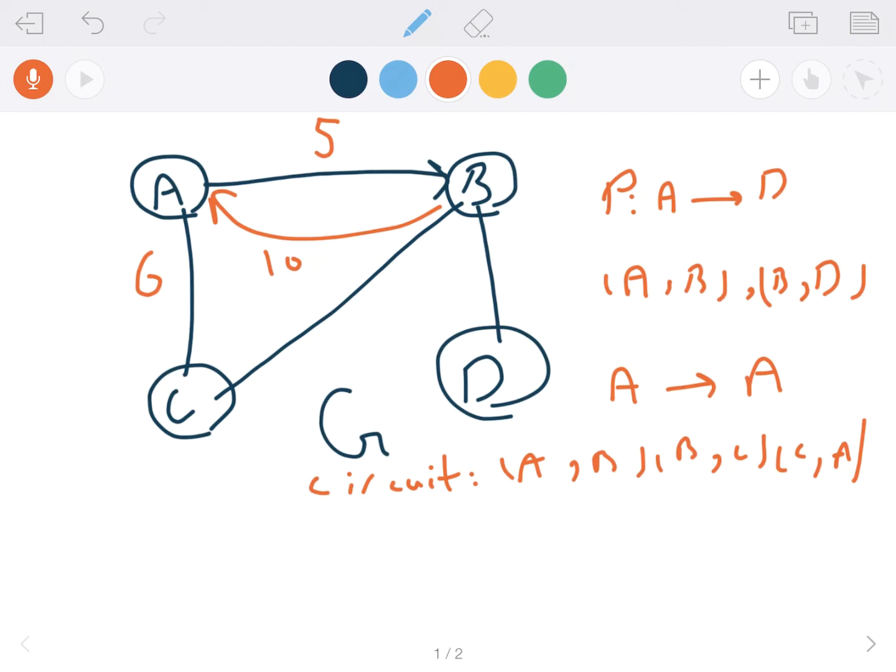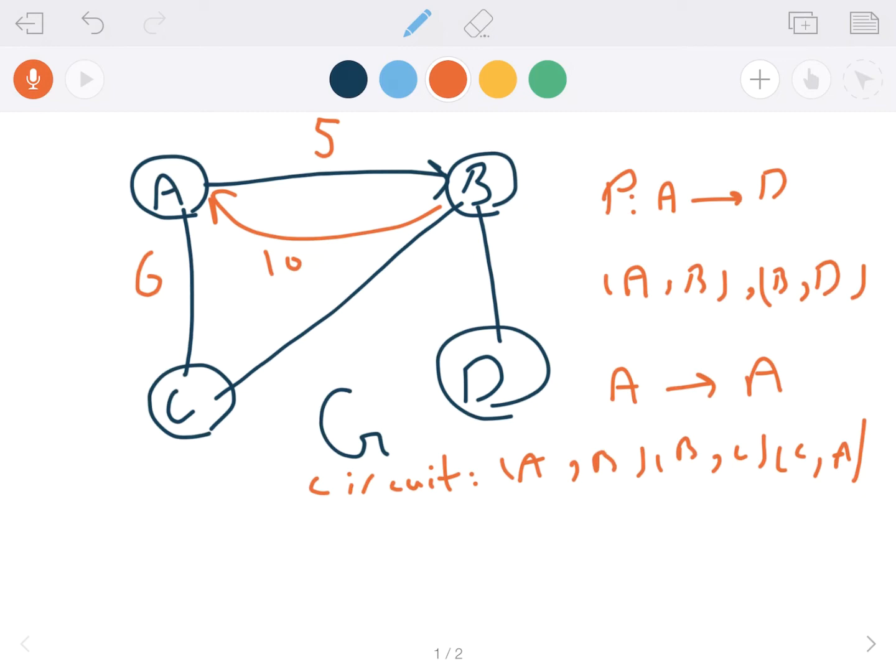Also, we might have a cycle. A cycle is a circuit, so it has all the features that a circuit has, with the exception of the first and the last vertices. Here in this example the vertex is vertex A; all other vertices must also be different.